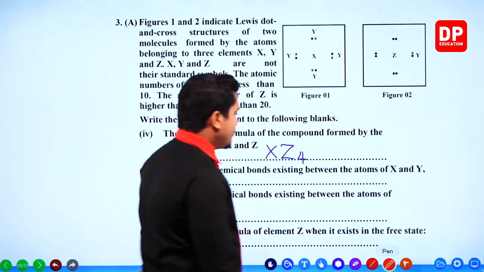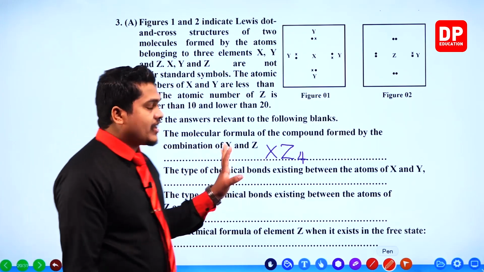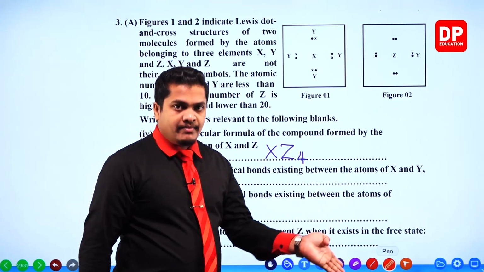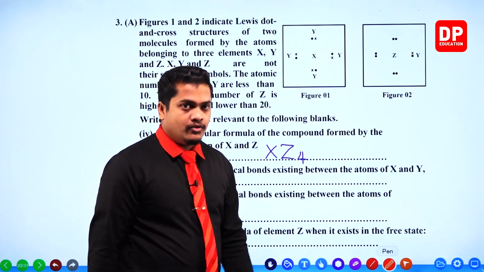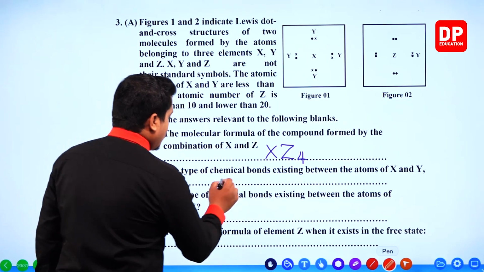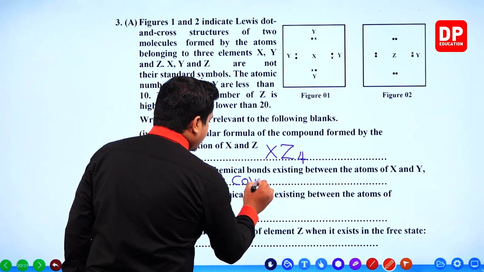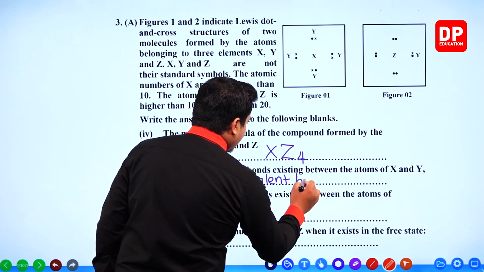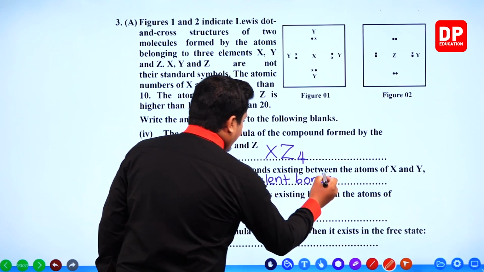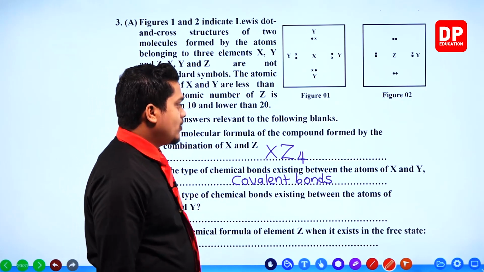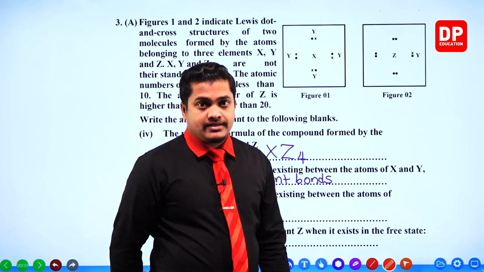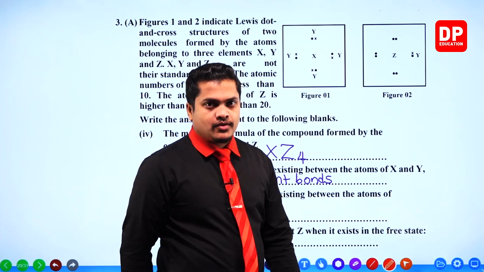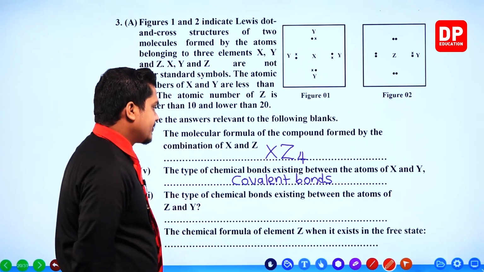Next one, the type of chemical bonds existing between the atoms of X and Y. When you take the atoms of X and Y, the type of chemical bonds. So carbon and chlorine both are nonmetals, my dear children. Therefore, the bond type should be covalent bonds. Covalent bonds are the ones which we can observe within non-metallic substances. Usually nonmetals are the ones that create covalent bonds. So covalent bonds is the answer.